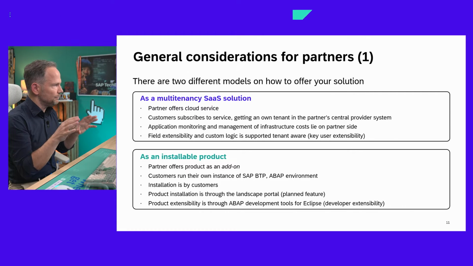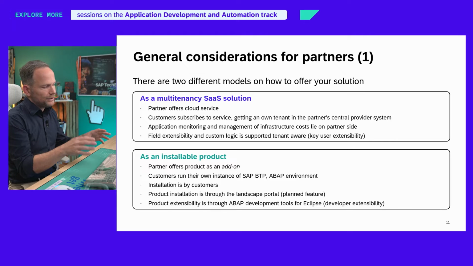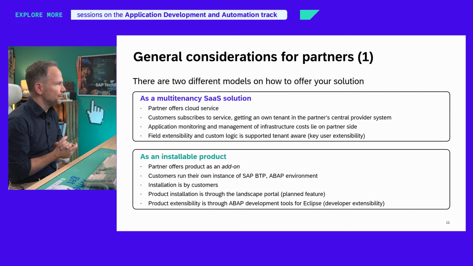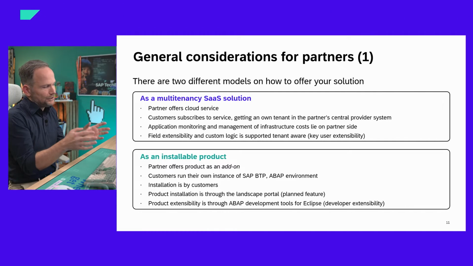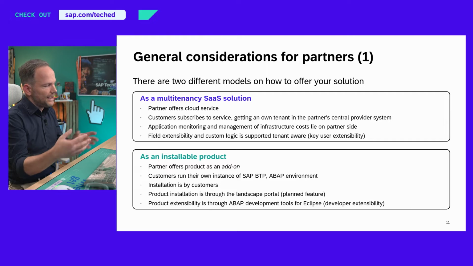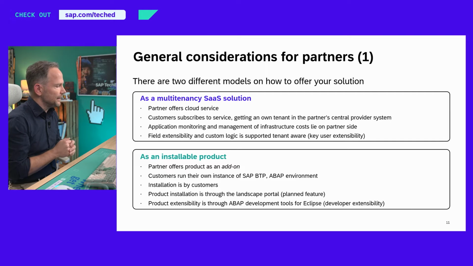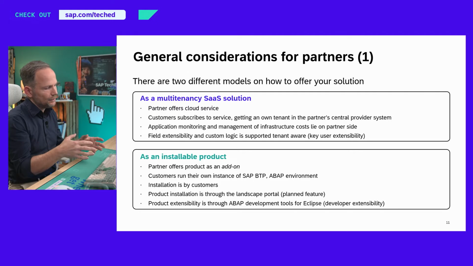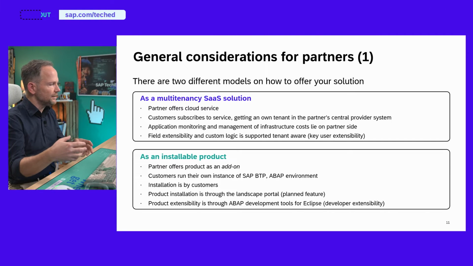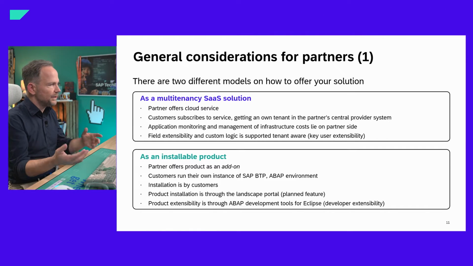So this is already there today, but what we now also offer is a second option. The second option is called installable product. This means that the partner is building, very similar to the on-prem world, an add-on, but we call it product. And a customer can decide to install this product into their own customer system. So the installation and also the patches and updates are completely the responsibility of the customer.